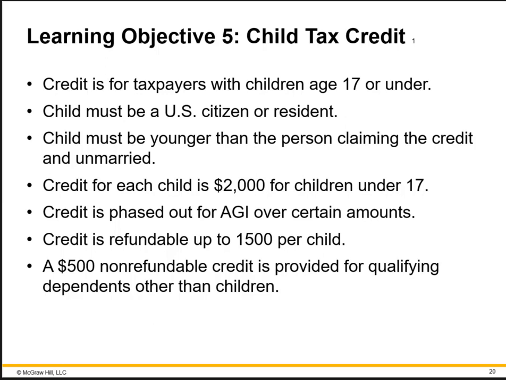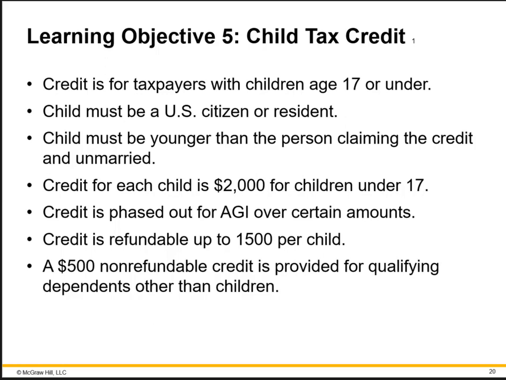$2,000 for under 17. It is phased out. We'll see what the phase out range is in the next slide. It is refundable up to 15. So it's like both a refundable and a non-refundable credit. $1,500 of the 2,000 is refundable, and 500 is non-refundable. So you'd use the non-refundable part first, and then you'd have anything that's refundable to get back as a refund on your taxes. But it can be a part of it that you lose if you do not have tax liability.